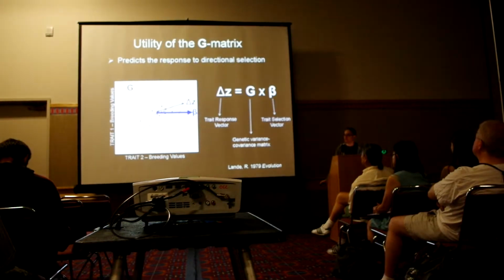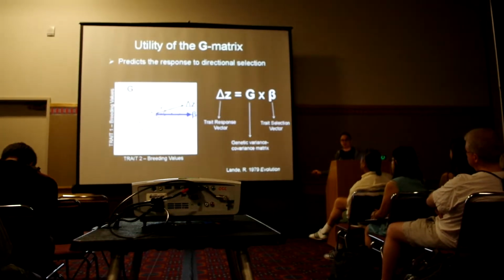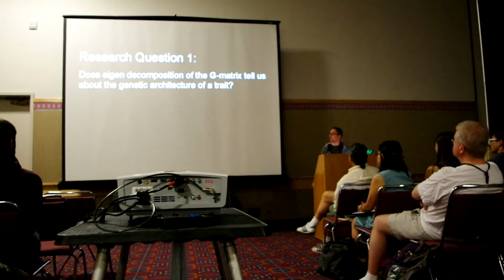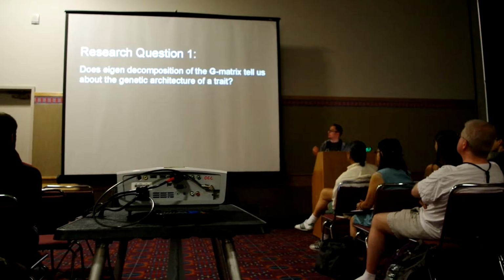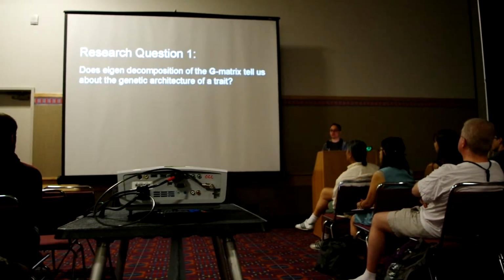Now I'm going to put these ideas of genetic architecture into this evolutionary quantitative genetics framework to answer a few questions. The first question is whether the eigendecomposition of the G matrix can tell us something about the genetic architecture.